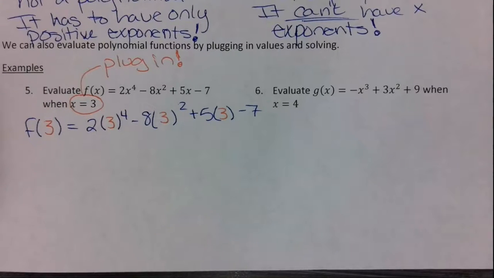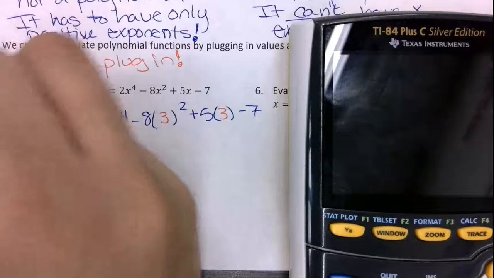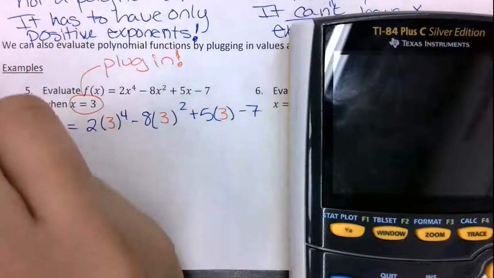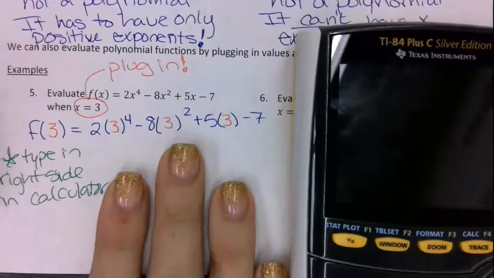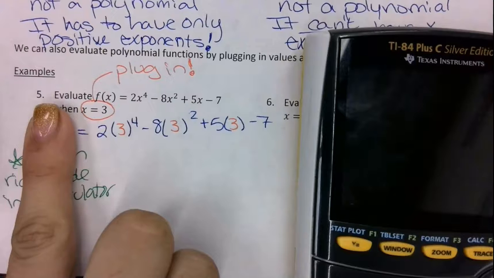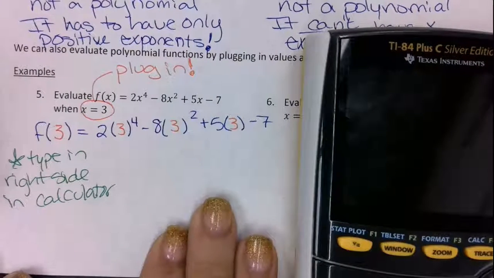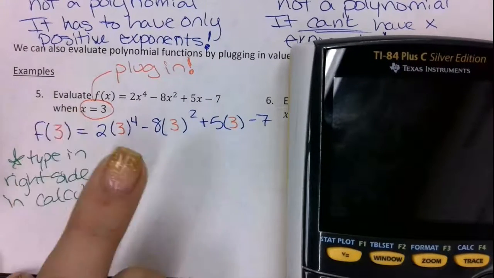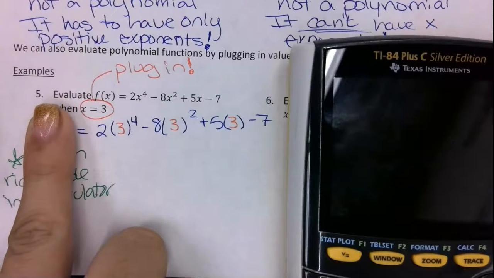I can either solve this all by hand, or I could type it in the calculator. Right side in calculator, so I don't worry about the f of 3 part. Remember, f of anything is the same thing as saying y equals, so I don't have to type this piece in.